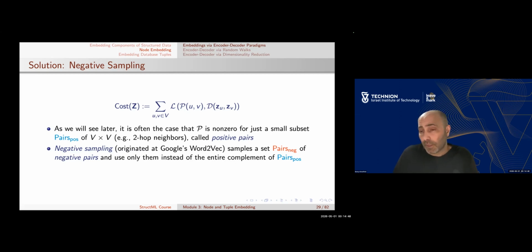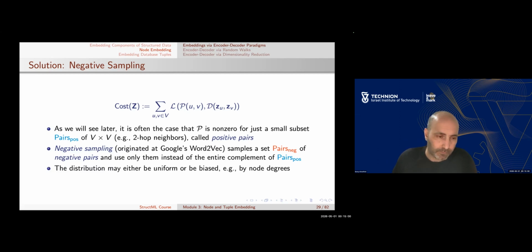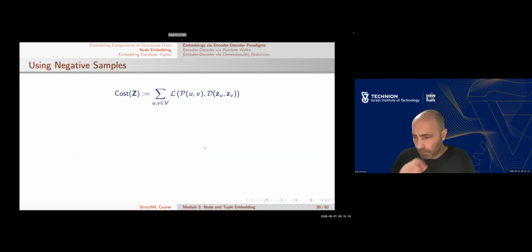But that's the idea. Instead of looking at every pair of nodes with proximity zero, we sample a set of nodes that we call negative pairs. Okay? And so the distribution can either be uniform, it is often uniform, it can also be biased, for example, by node degrees. You can see different instantiations of that in different paradigms or in different proposals. Okay? So how do we use negative sampling?